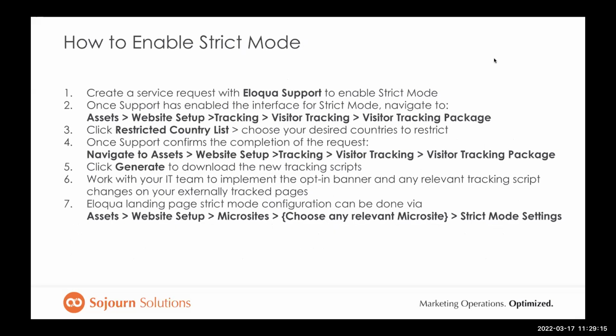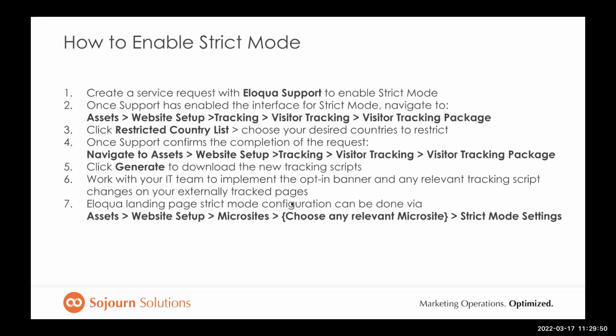Okay, and then if you did want to proceed and enable strict mode, you would need to create a service request with support, of course. And once that's in place, you're going to navigate through your instance following these steps here to generate the tracking package. At that point, you would need to click the restricted country list and choose the countries that are relevant. Once support confirms the completion, then you can actually generate the scripts themselves and work with your IT team to implement the opt-in banner or any other relevant tracking script changes on externally tracked pages.